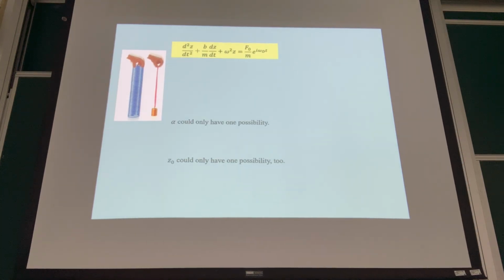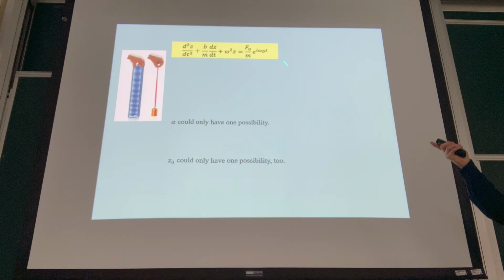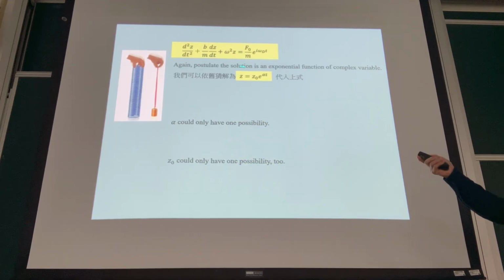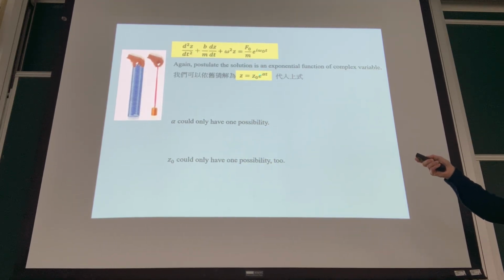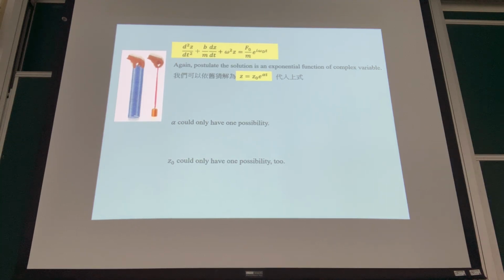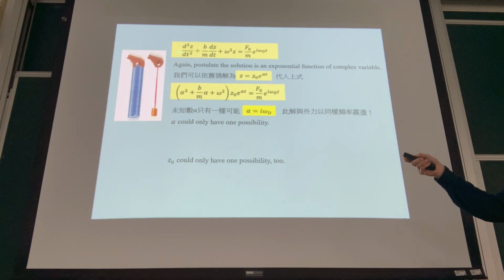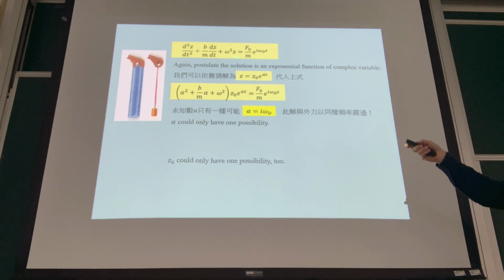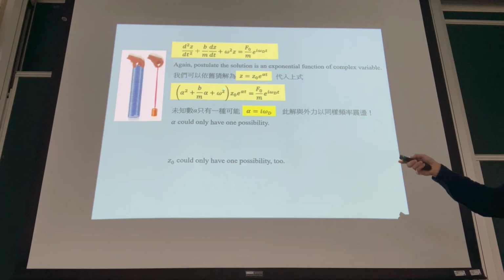I'm almost done. So the key is to solve this. Now take the same guess, z0 exponential alpha t, and put it in. Second derivative means alpha squared. I go fast, roller coaster. So first derivative means alpha. No derivative means no alpha. So the left-hand side becomes alpha squared plus b over m alpha plus omega squared times z itself. Okay, it's the same calculation as the one I have given already.